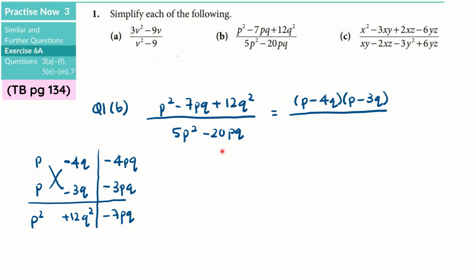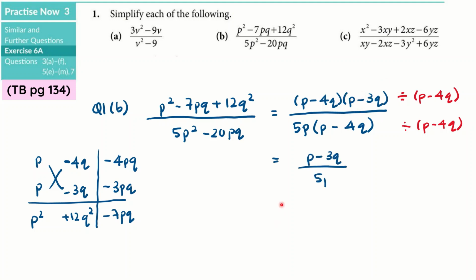Then in the denominator, we observe that we have to do factorization by extraction of common factors. That will actually be 5p times (p minus 4q). Now that we have this, we observe that there is a common factor of p minus 4q in both the numerator and denominator. Therefore, we divide them in the numerator and denominator. Therefore, our final answer will be just p minus 3q in the numerator divided by 5p in the denominator. So that is our answer to question 1b.